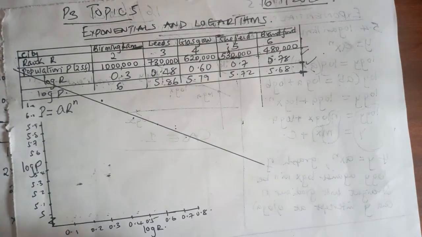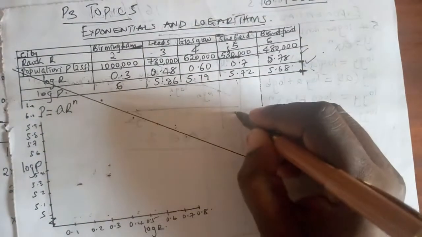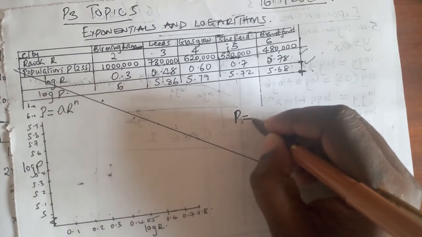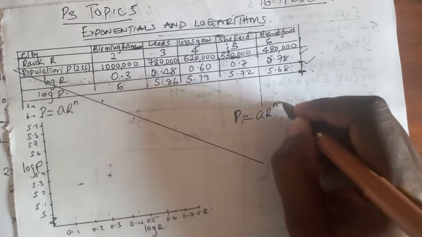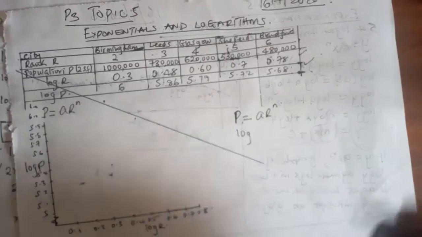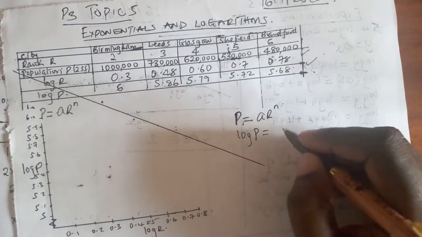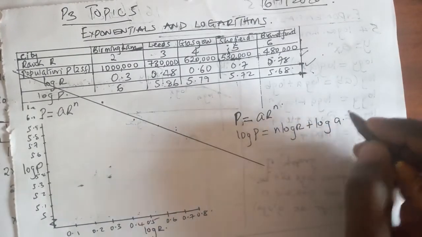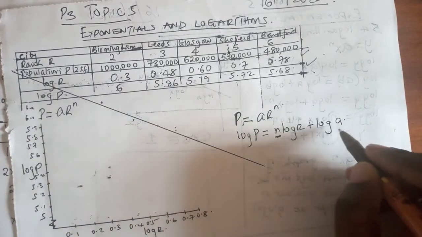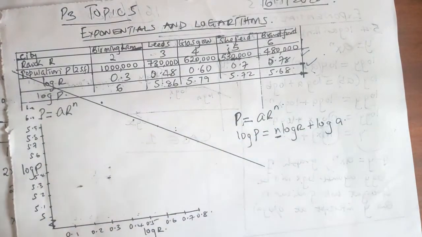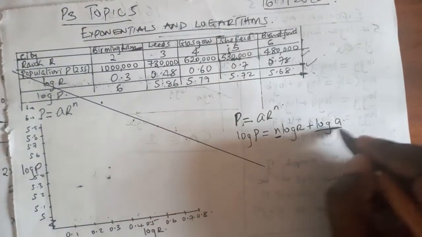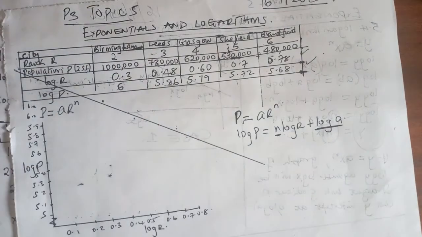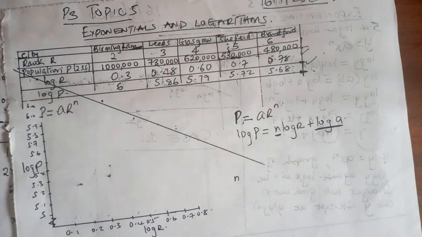Now, we had the equation P equals A R raised to power N. Introducing logs on both sides, you're going to have log P equals N log R plus the logarithm of A. You can see N is the gradient of the function, then log A is the y-intercept. It's going to be somewhere here, the y-intercept.